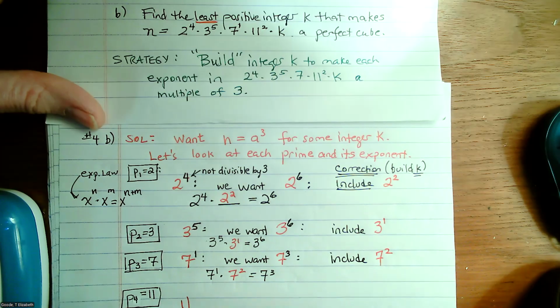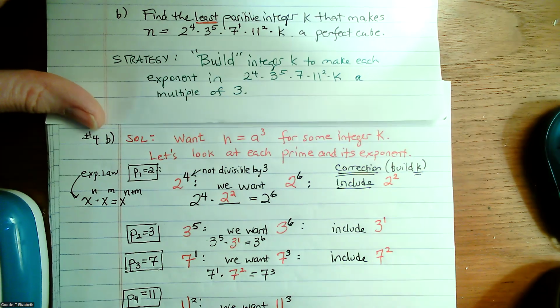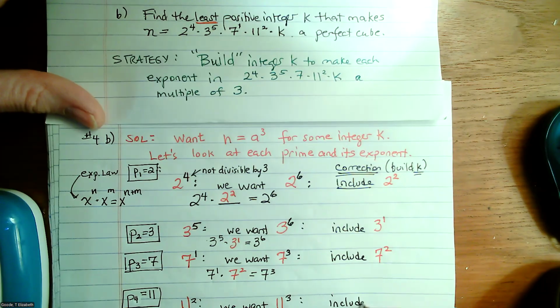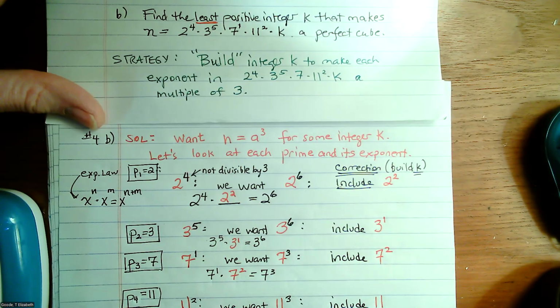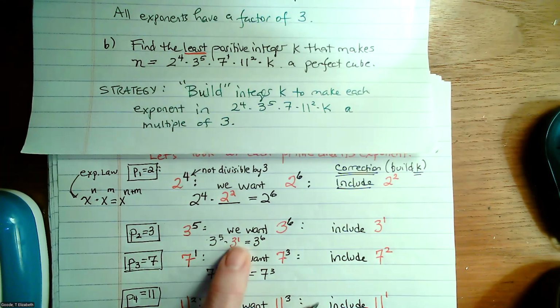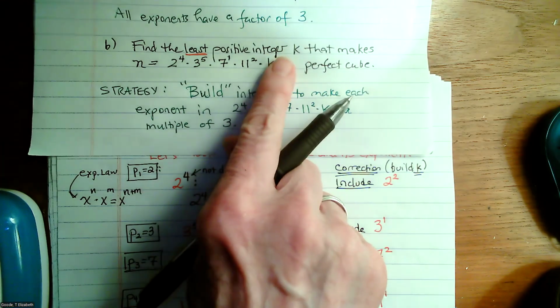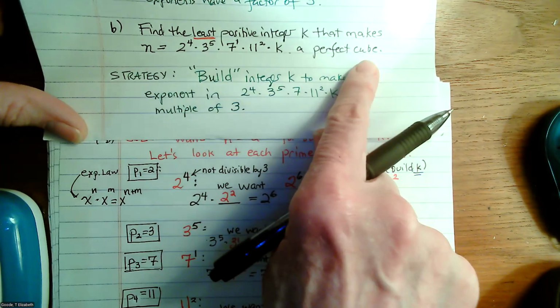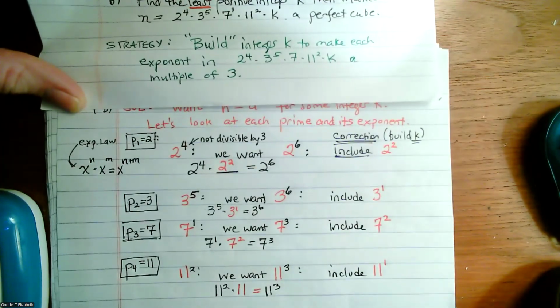So what do we want? 11 cubed? Yeah, 11 to the 3. Because 11 squared times, oh yeah, so what do we need to include? How many? 11. Yes, times 11 will be our 11 cubed. So we know what we need to do, and that's 11 to the 1, just like it was 3 to the 1. So now we know what to do to build the smallest positive integer k that's going to make this a perfect cube, right? Let's build k.